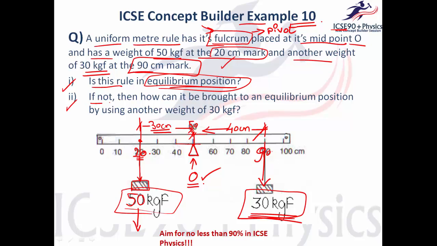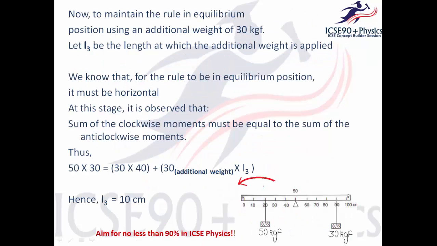Secondly, we are asked, if the rule is not in the equilibrium position, then how can it be brought to an equilibrium position by using another weight of 30 kgf? Obviously, in this case, the forces are greater on this side, as a result of which the rule is tilting in an anti-clockwise direction. We'll need to add another weight on the right hand side so as to balance out the rule by adding a greater force in the clockwise direction.